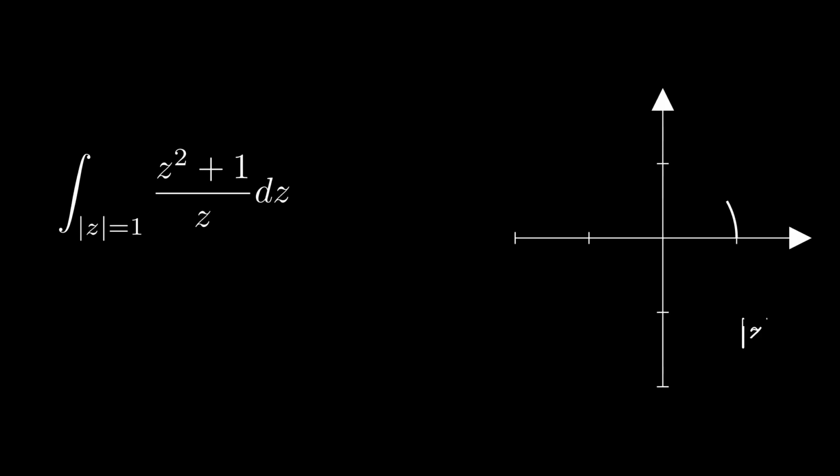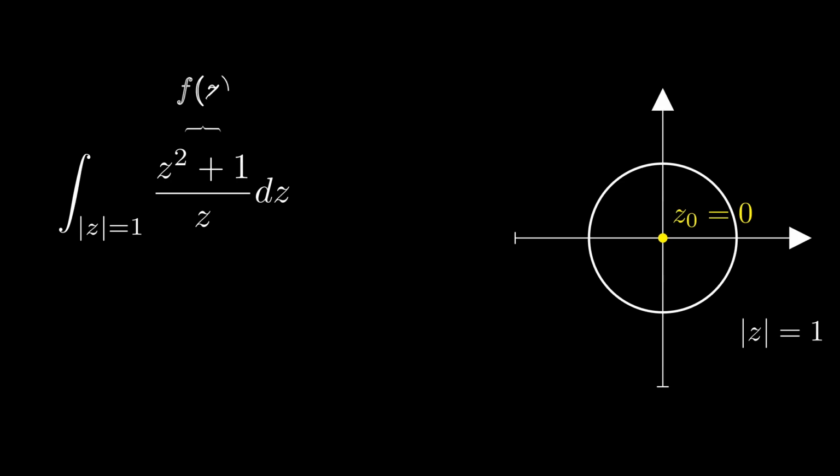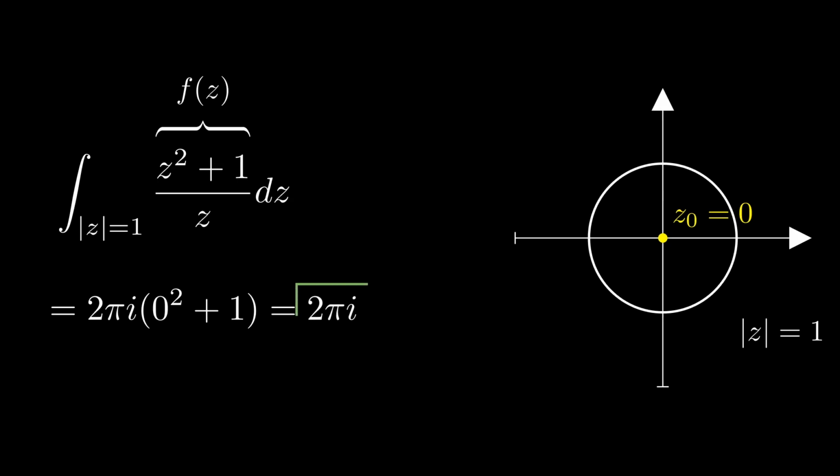Let's look at an example. Consider the integral of (z squared plus 1) over z around the unit circle, oriented counterclockwise. The singularity, our problematic point, is only z equal to 0, and our function, z squared plus 1, which is in the numerator, is analytic. So to evaluate the integral, what do we have to do? Well, we get 2 pi i times the value of the function at 0, which in this case is just 1, and that's it. Our integral is only 2 pi i.